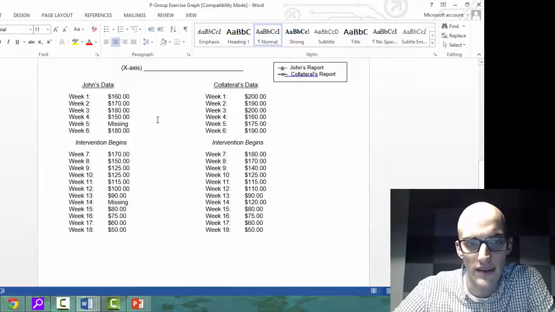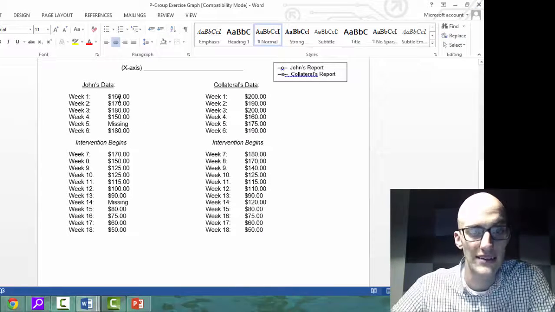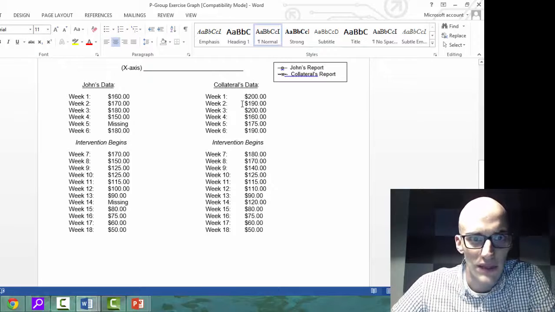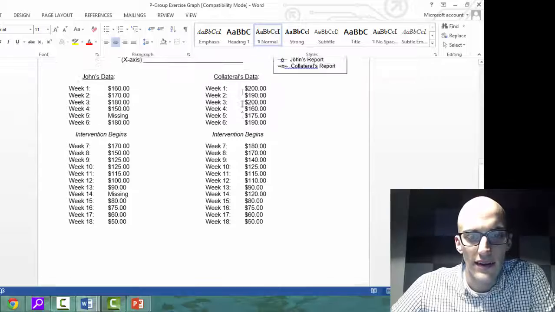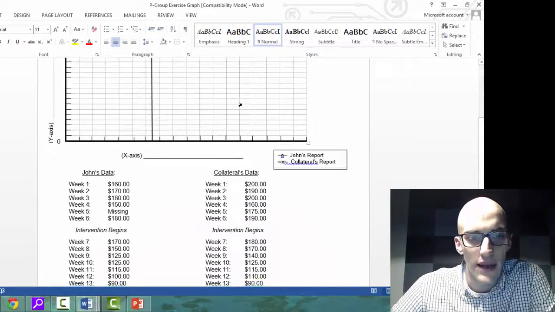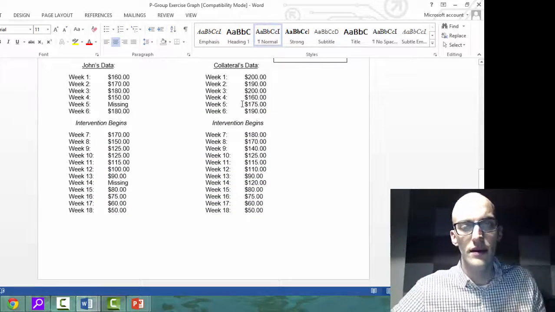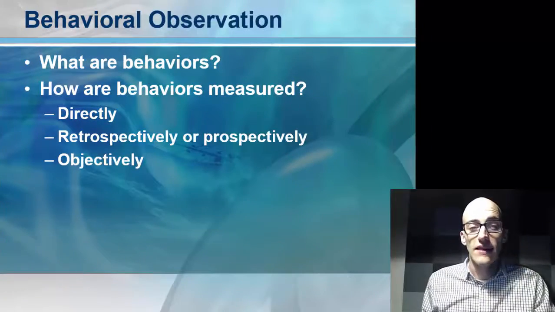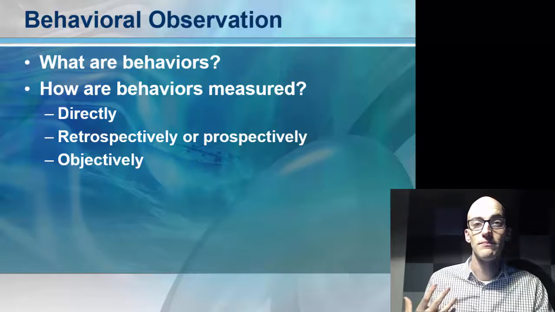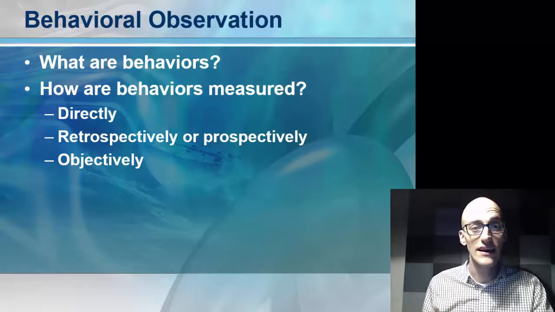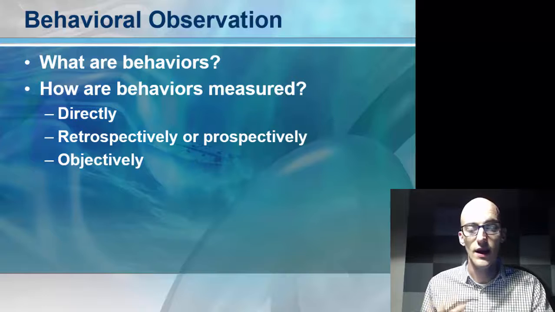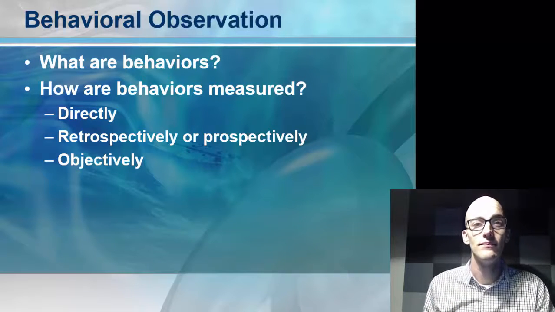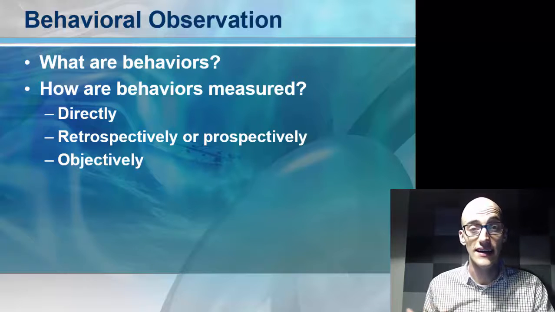Before I finish up talking about this, there's two sources of data. So we've got John's data on the left and Collateral's data on the right, which might be his spouse or something along those lines. So again, that would just be the two different forms of measurement: the client's own measurement versus their collateral's measurement. So you can measure behaviors, thoughts, and actual behavior, smoking or drinking, either by frequency, how many times you're having a negative thought, how many times you're smoking. It could be by duration or intensity.